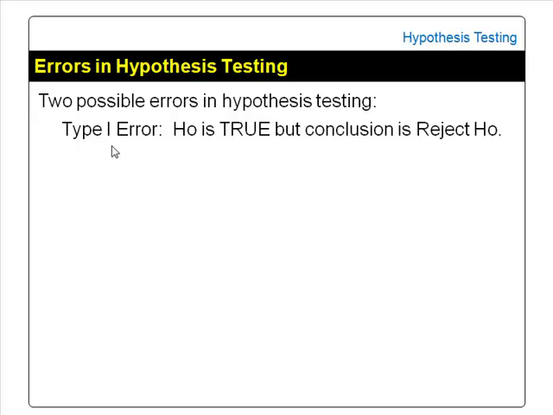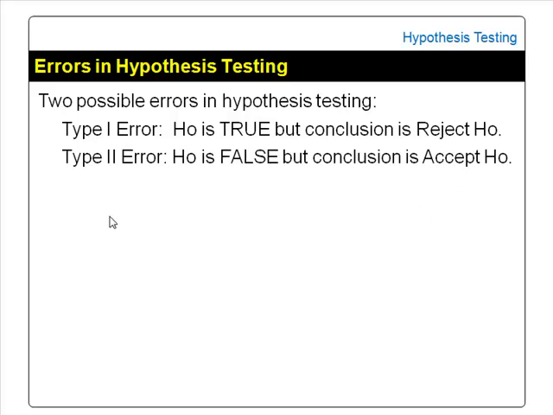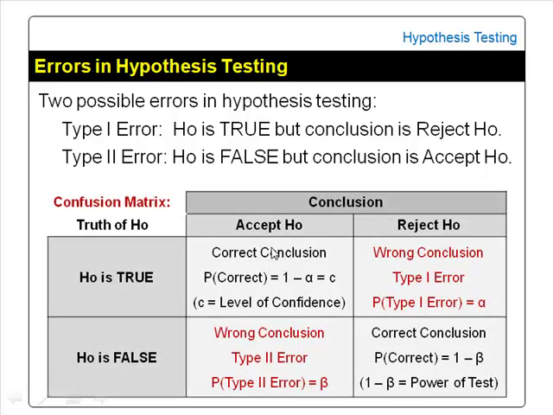In type 1 error, the null hypothesis is actually true, and we should have accepted it. However, the test statistic tells us to reject the null hypothesis instead. In type 2 error, the null hypothesis is actually false, and we should have rejected it. In this case, the test statistic tells us to accept the null hypothesis, again, a wrong conclusion. The following is the confusion matrix showing the truth of the null hypothesis, and the conclusions from the hypothesis test.